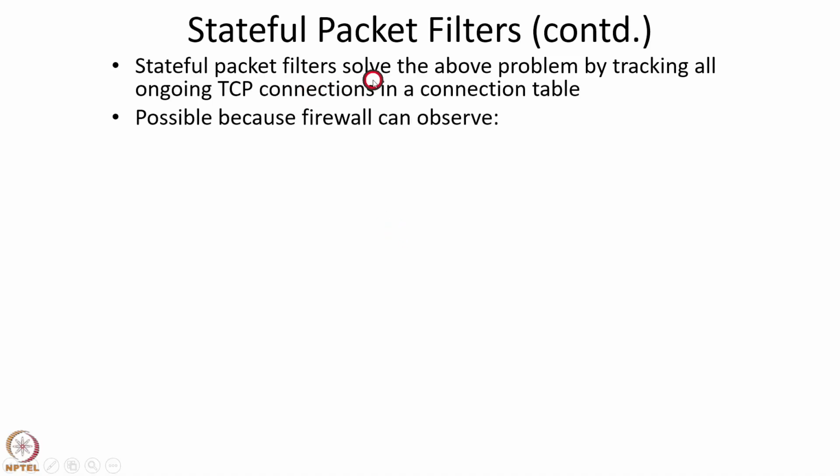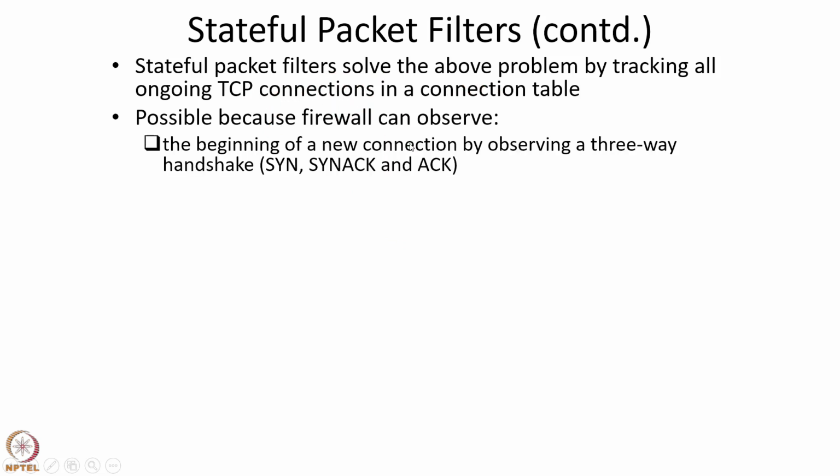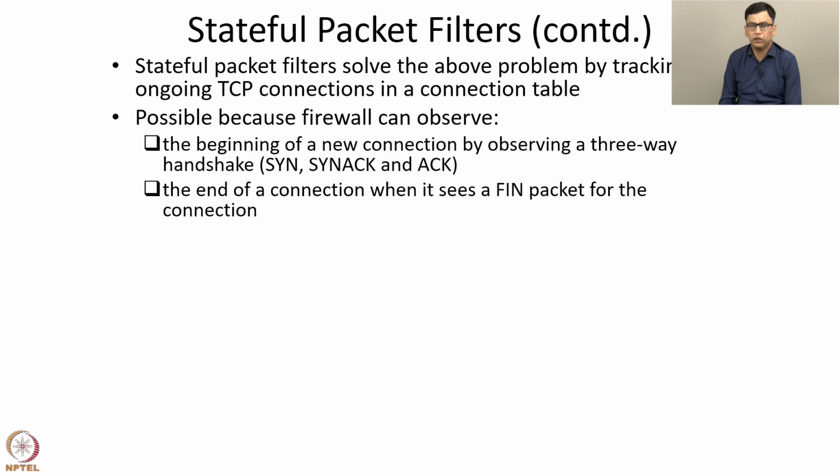Stateful packet filters can track all ongoing TCP connections. This is possible because the firewall can observe the beginning of a new connection by observing a three-way handshake consisting of a SYN, SYN-ACK, and ACK. We discussed the three-way handshake earlier. Every new connection always begins with a three-way handshake, and by observing these packets, the firewall can observe the beginning of a new connection.